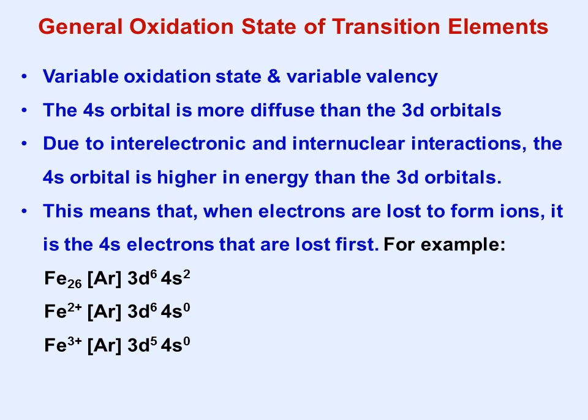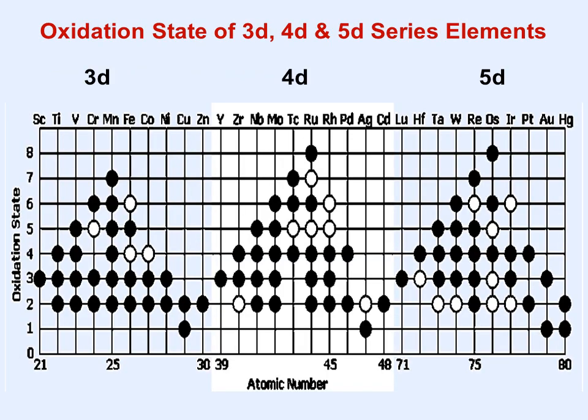So, while predicting their stable oxidation state, we will have to consider that the electrons will first be lost from 4s and after that the degenerate 3d subshells in a regular way. There are some interesting trends while comparing general oxidation state of 3d, 4d and 5d.